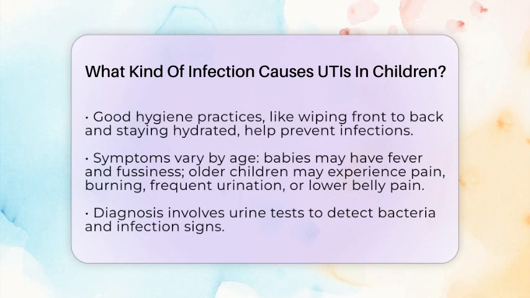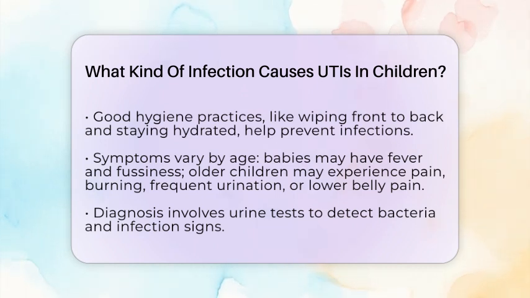Children with UTIs may show different signs depending on their age. Babies might have a fever, be fussy, refuse to eat, or vomit. Older children might complain of pain or burning when urinating, need to urinate often, or have lower belly pain. Because symptoms can be subtle, especially in young children, caregivers should watch for any changes in behavior or health and seek medical advice if they suspect a UTI.